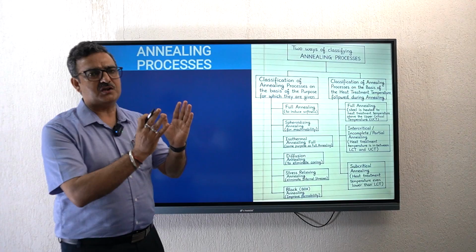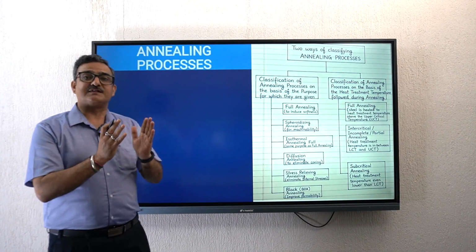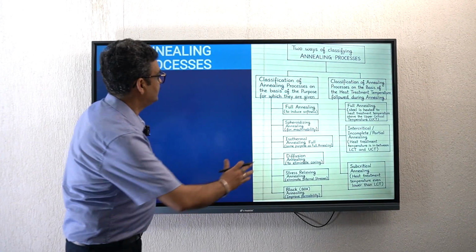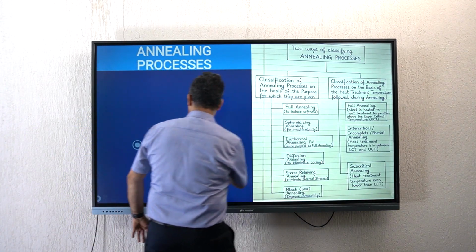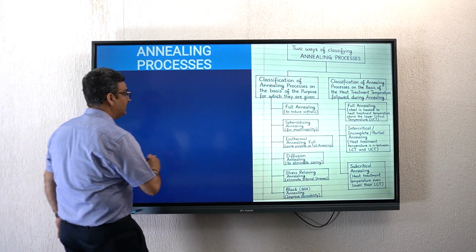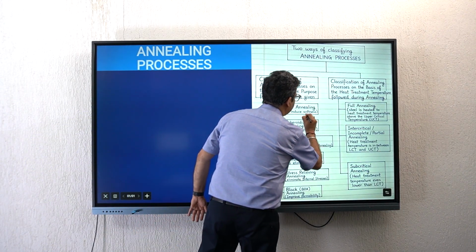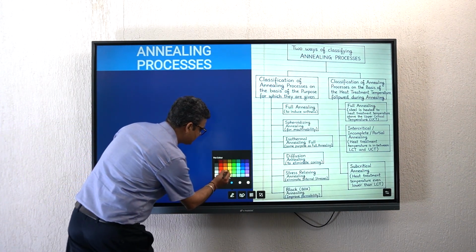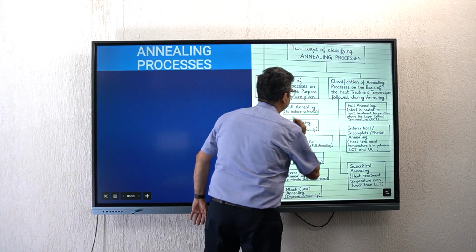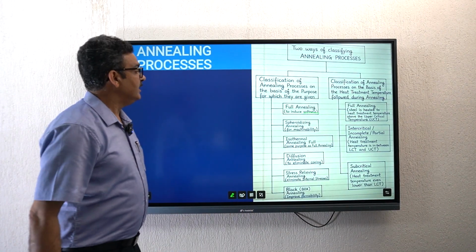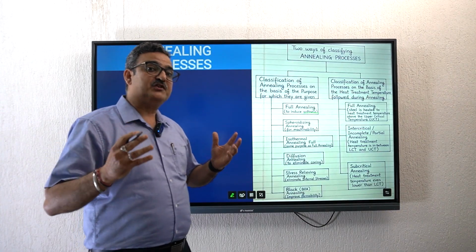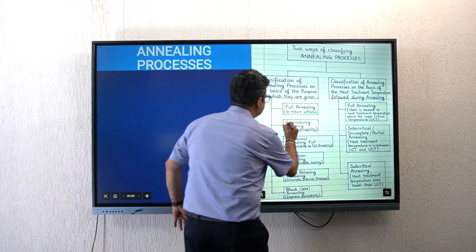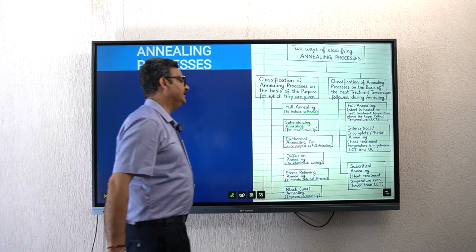So the first classification that we have done for annealing processes is based on the purpose for which the annealing is being given to a steel component. So this is this classification. You have full annealing over here. If you want to make your steel very, very soft, very, very ductile, then what do you give it? You give it full annealing treatment. But if the main objective is to make your steel components highly machinable, very good machinability, then you give them a treatment which is called spheroidization annealing.